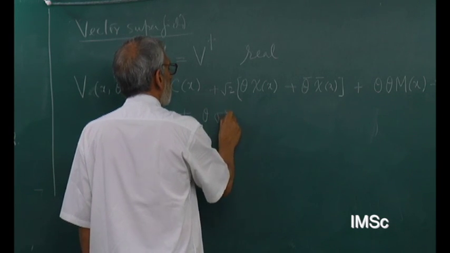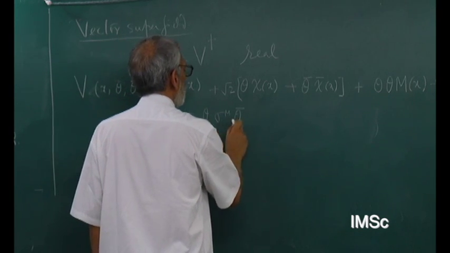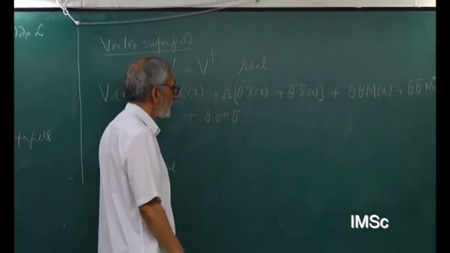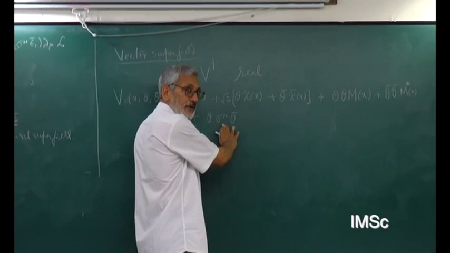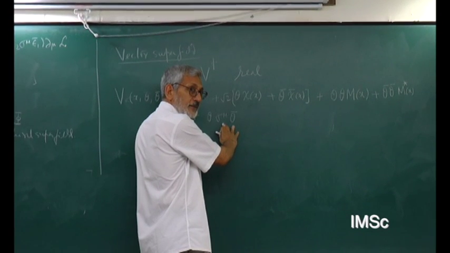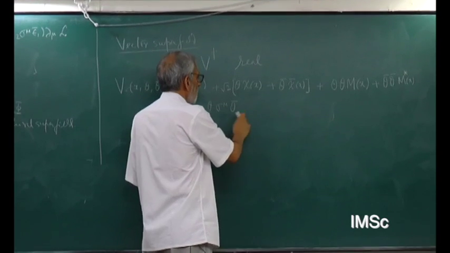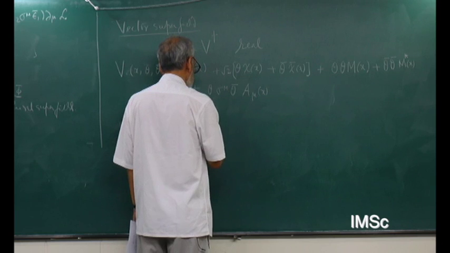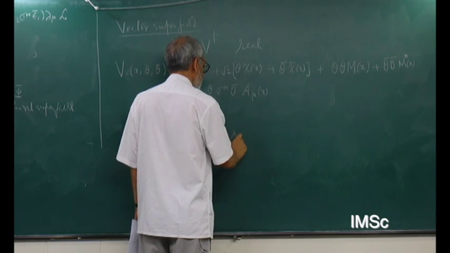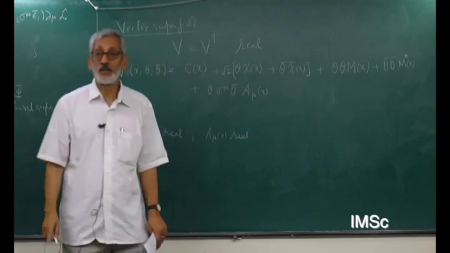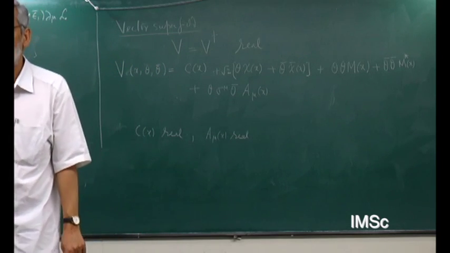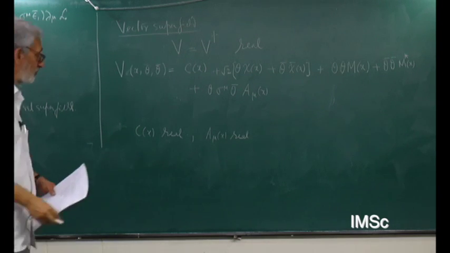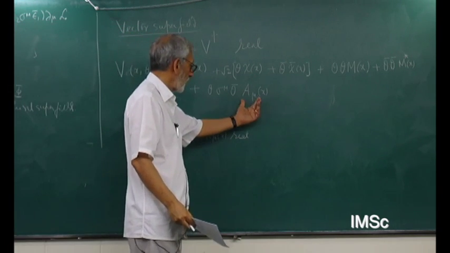Another 2 theta term I can construct is theta sigma mu theta bar. This object is real. So I can multiply by a vector where A mu is real. There A mu was not real when I wrote the most general one. But here A mu is real.